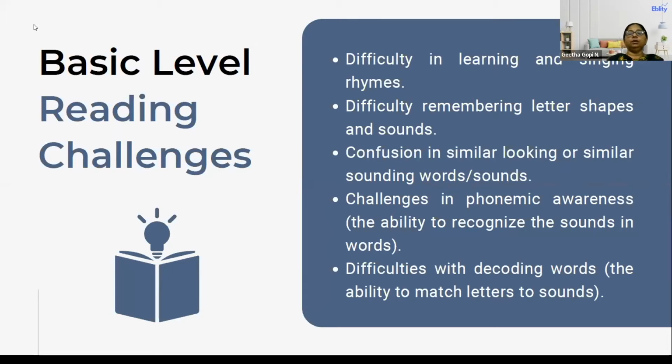A lot of this is recognized when children enter school, especially in the kindergarten classes, when most of the other children are able to catch on to the letters and associate the letters with the sounds that they produce. Some of these children may have difficulty remembering letter shapes as well as the sounds that they correlate to. Confusion in similar looking letters or similar sounding words or sounds.